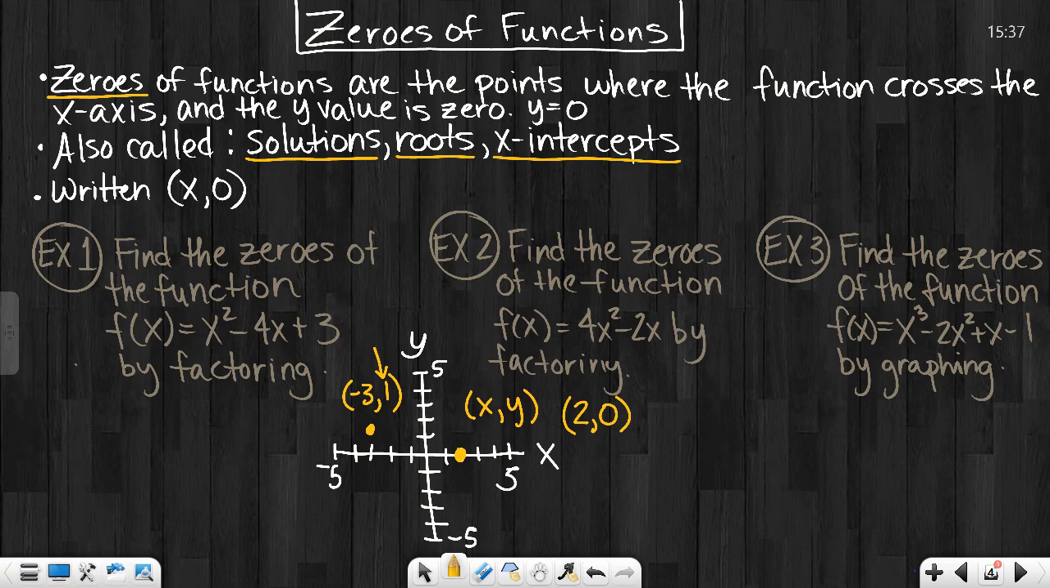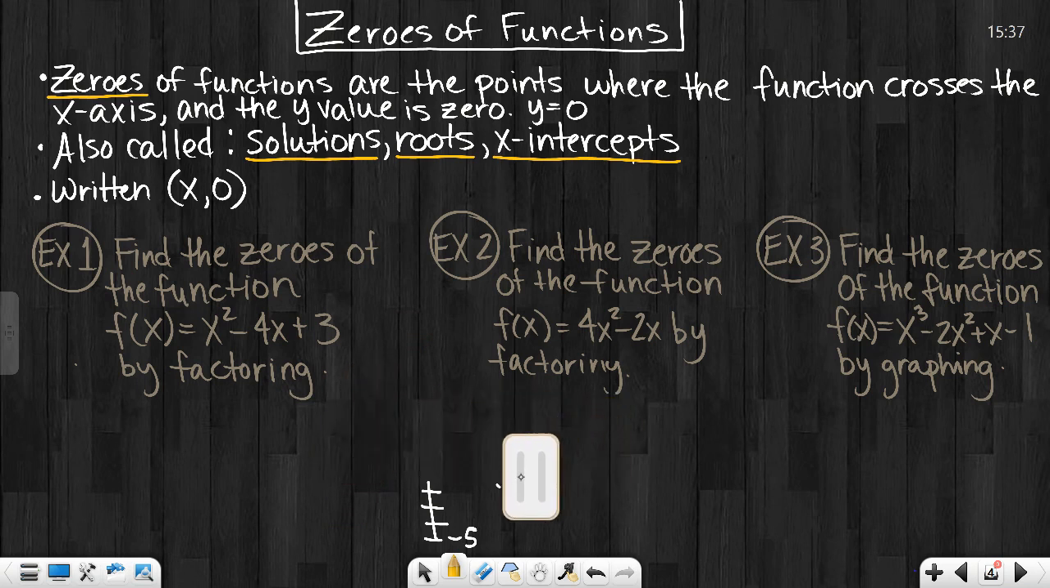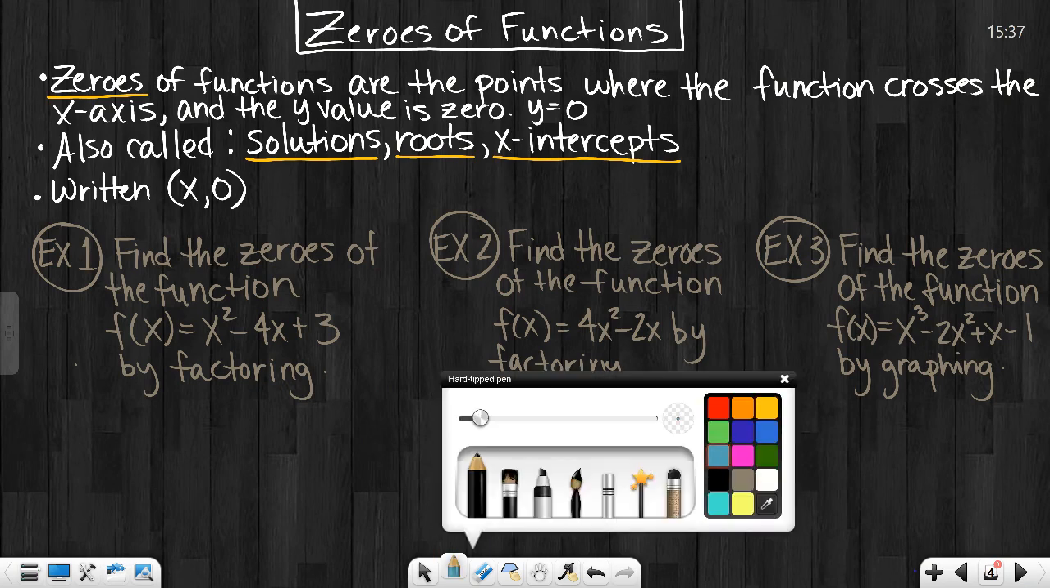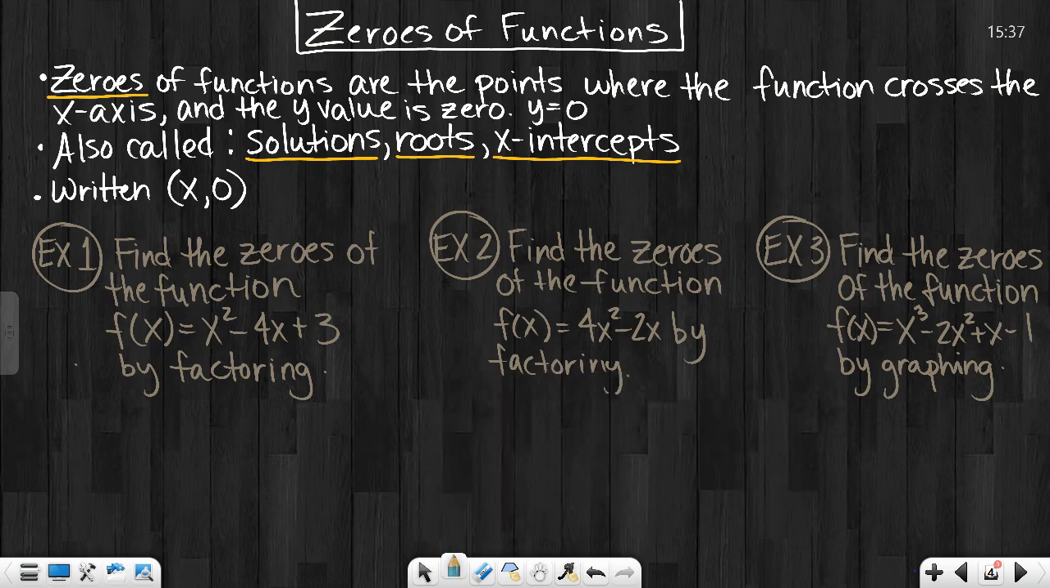So what I'm going to show you is how to solve for a 0 both graphically and by factoring. So let's erase this here and get this to come off. All right, so let's start with example 1. If I'm over here at example 1, and let's keep the colors consistent. It says find the zeros of the function f of x equals x squared minus 4x plus 3. And it says to do this by factoring.